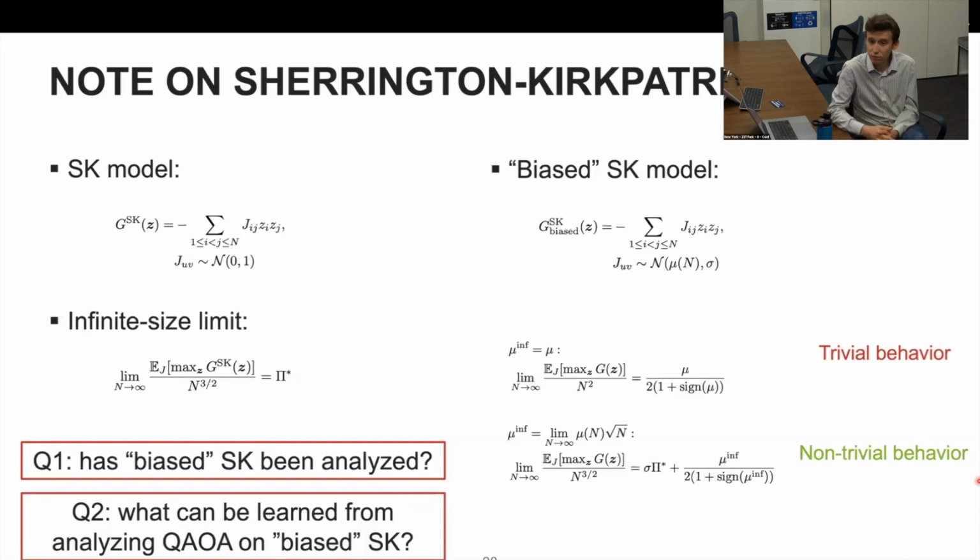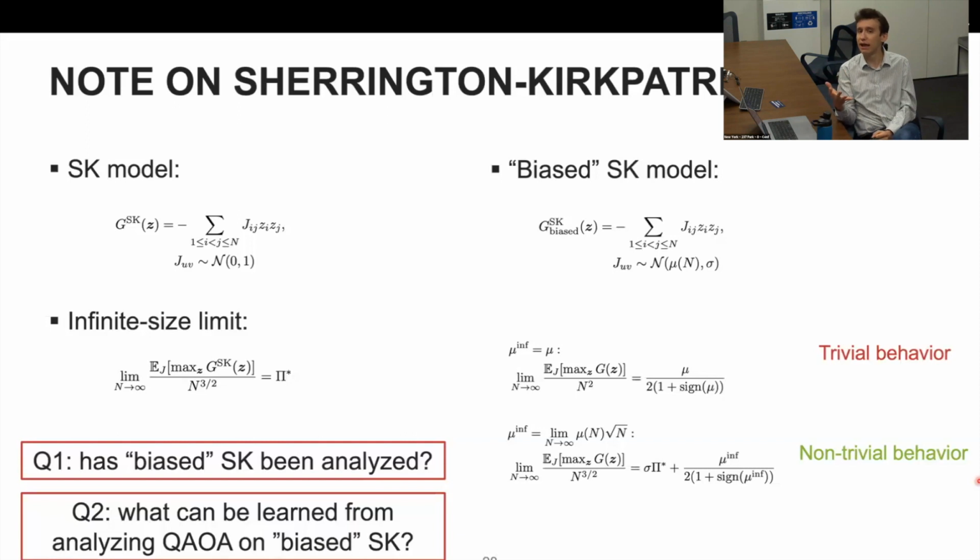But we have two questions about this. So one is, is there analysis out there for this biased SK model? And second, what can we learn about QAOA by analyzing it? Because if you think about this biased SK model, it is kind of like a general QAOA in a way. Like if you think about a general QAOA, let's say QAOA formulation of portfolio optimization, it has these all-to-all couplings, and they come from some distribution that's even nastier than this, right? So it's definitely not standard normal, and it's definitely not centered.